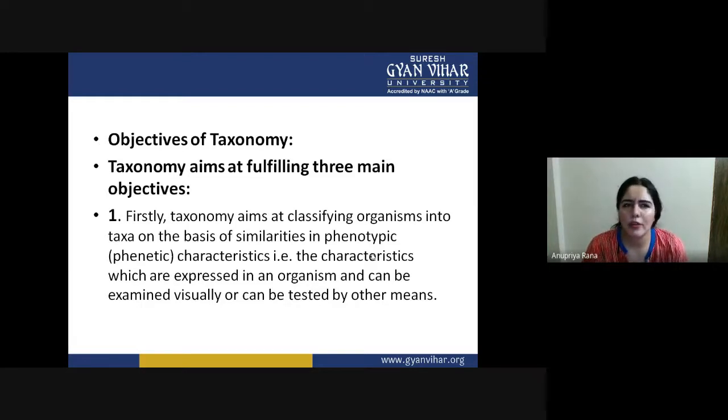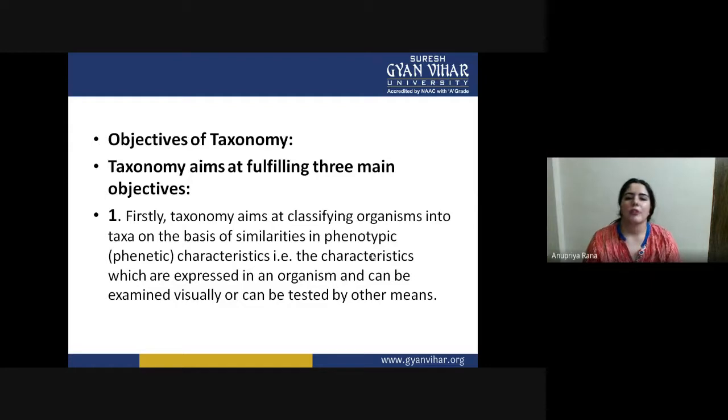Everything has an objective: every study, every topic, every subject needs objectives. Like why we are studying it, what is the main purpose of studying this, how it will be applicable, and in what kind of field. These are the things which should be kept in mind when you are going to study something.